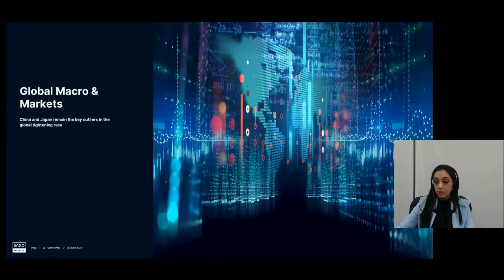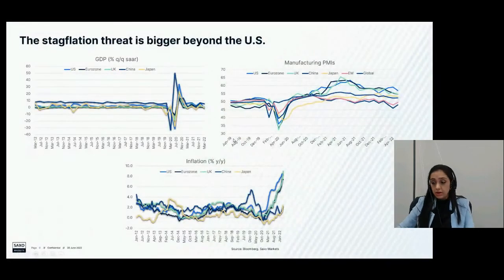Okay, with that, I turn now to the global macro picture, where we are seeing very similar problems in most of the developed markets. Growth is slowing, inflation is running hot, in fact hotter than what we are seeing in the US, especially in Europe, and again, the central banks have taken too long to acknowledge that inflation is more than just transitory. Europe is now facing this double whammy of Russia's gas supplies being cut off.